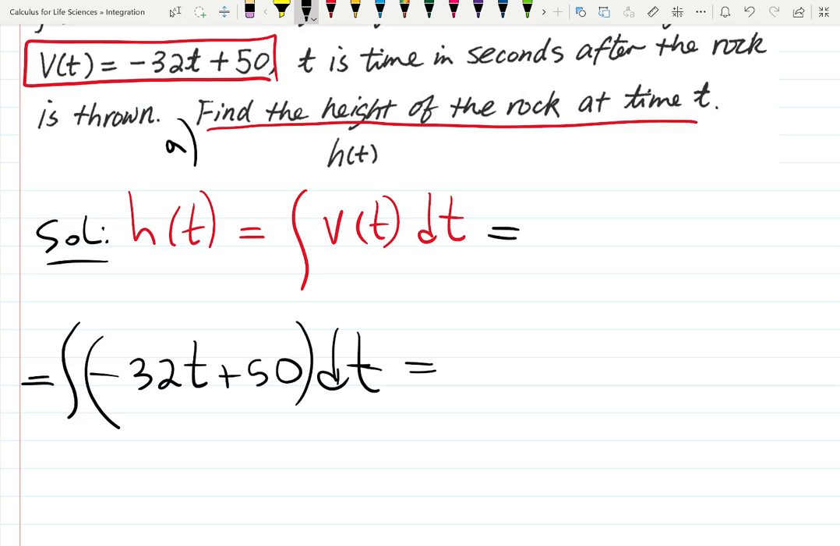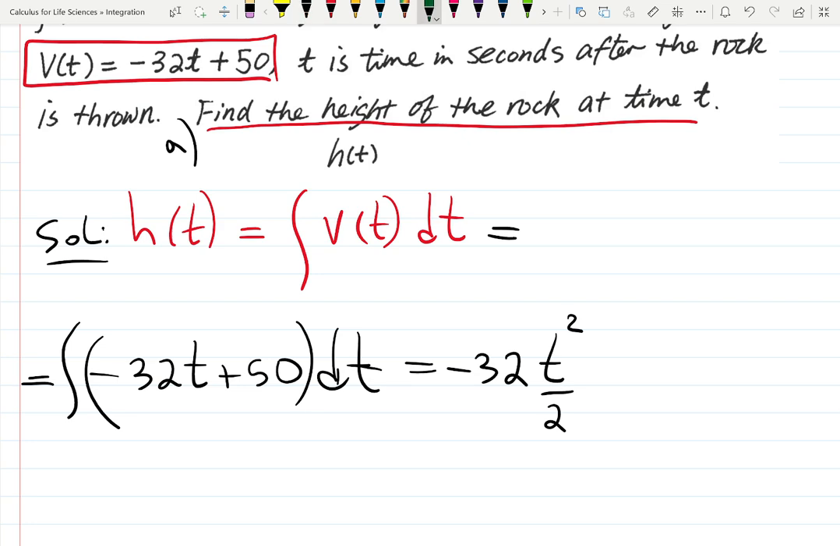Who can help me to integrate? Minus 32t gives you what? Minus 32, I heard that. And then what? T squared over 2. Agree, disagree? Comments?